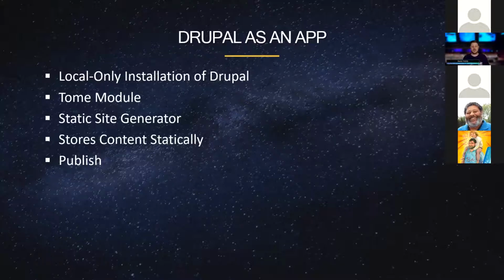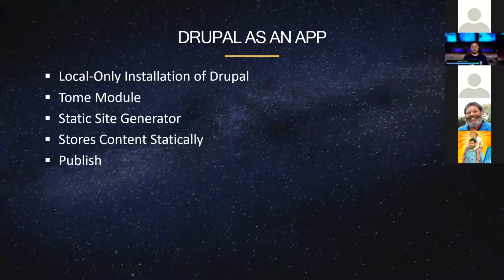we can start there. So one of the concepts I wanted to talk about was using Drupal as an app. Now, when I say Drupal as an app, I mean you can download it onto your local machine and you can run it, and it doesn't exist on a server anywhere. So how could that be useful? You use something like the Tome module, for example. The Tome module turns Drupal into a static site generator.